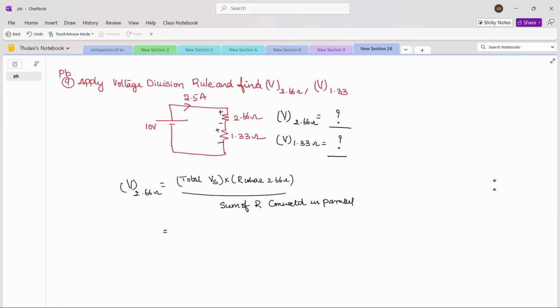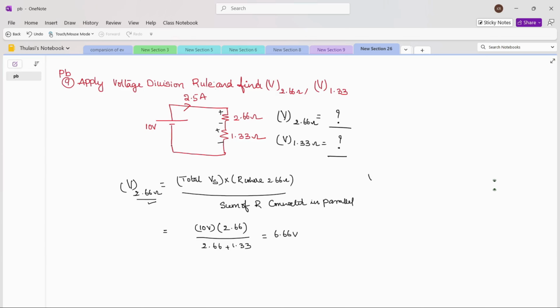So I want the voltage across 2.66 ohms. Total voltage is how much? 10 volts, multiplied with the resistor where voltage is required. I want the voltage across which resistor? 2.66. Multiply this with 2.66, divided by the sum of resistors which are connected in series. So this is nothing but 2.66 plus 1.33. If you solve it using your calculator, you will get 6.66 volts.